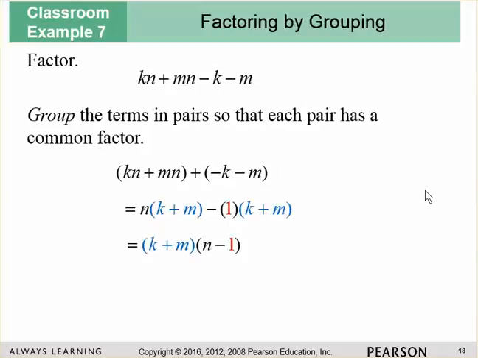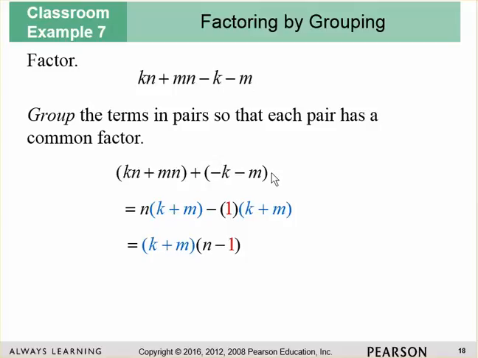So again, let's do another example, and this will be the last example that I'll be posting. We've got kn plus mn minus k minus m. And if you look at this, even on the surface or in a little detail, I see a k and an m and a k and an m. So that's my clue.